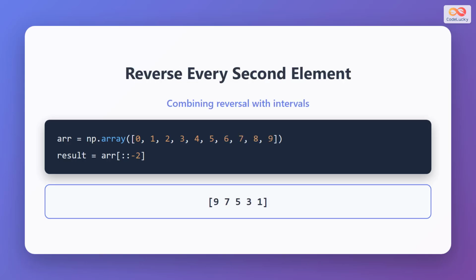You can combine reversal with intervals by using negative step values greater than 1. Using a step of -2 starts from the end of the array and moves backwards, selecting every second element. From our array of 0 to 9, we get 9, 7, 5, 3, and 1.